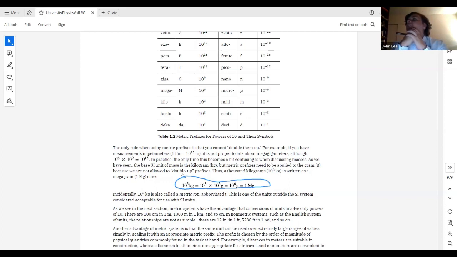So if you're doing calculations, then I would generally keep it as 10 to the 6 grams rather than doing what they do and writing it down as megagrams. But generally, this is just a conversion factor. You can use 10 to the 6 grams, or you can use megagrams, or you can use 10 to the third kilograms, but they're all just going to be referring to the same amount of mass.